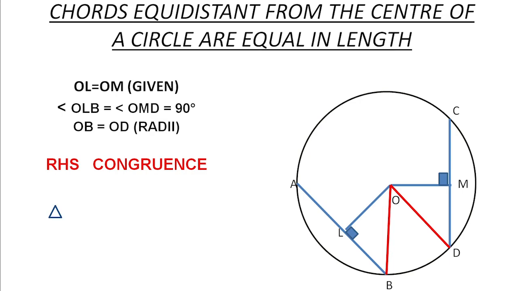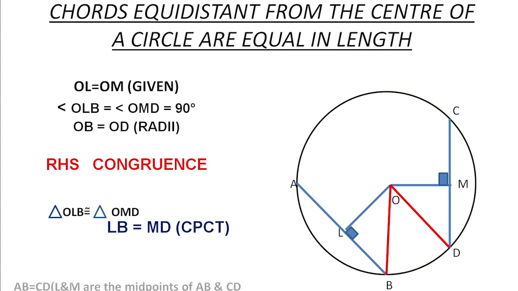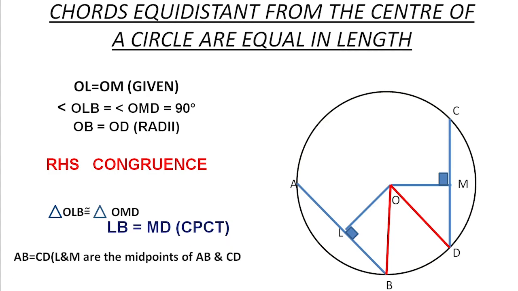So these two triangles are congruent. Triangle OLB congruent to triangle OMD. If two triangles are congruent, then the corresponding parts are equal. Here LB equal to MD. And we know that L and M are the midpoints of AB and CD. So we can write AB equal to CD. Or chords equidistant from the center of a circle are equal in length.